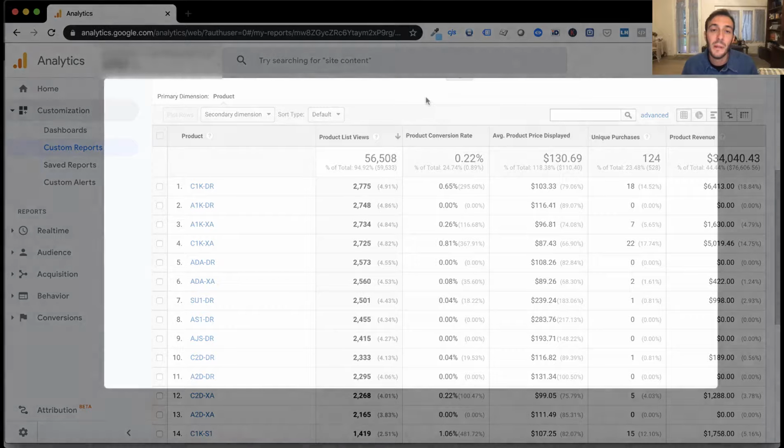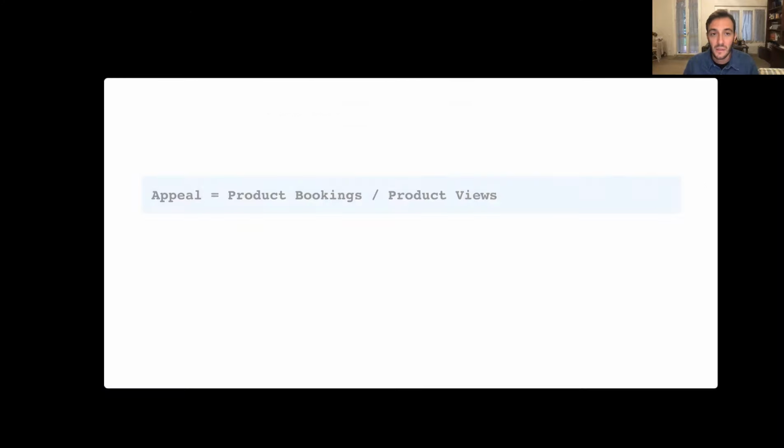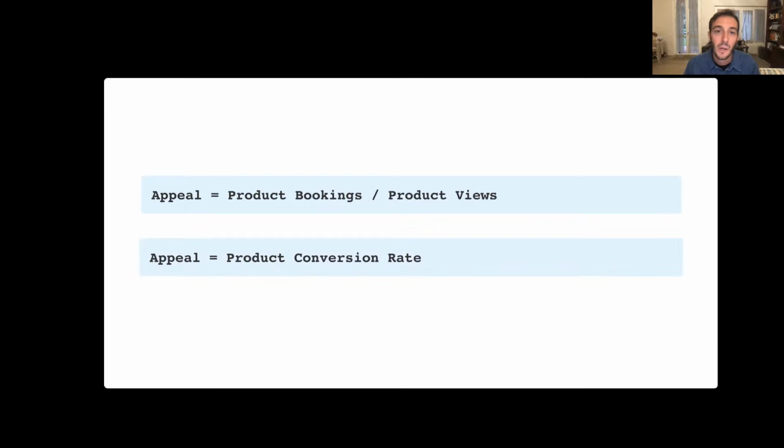So to me, the appeal formula looks like this. Appeal equals product bookings divided by product views. Product bookings is as simple as the number of bookings received for specific products, whilst product views is the number of times that product has been viewed. Put another way, a simple version of the equation is: appeal equals product conversion rate. Okay, let's get practical though.